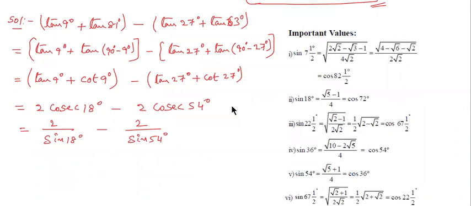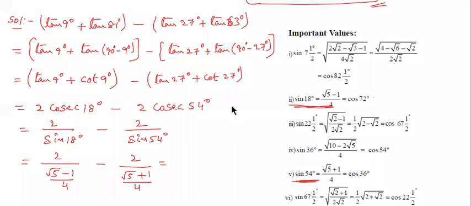Here, right hand side, see, sine 18 degrees formula. How much? Root 5 minus 1 by 4. 2 divided by root 5 minus 1 by 4, minus 2 divided by sine 54 degrees value. How much, students? That is root 5 plus 1 by 4. Now denominator 4 is going to numerator. 4 2s are 8. 8 take common. Remaining 1 by root 5 minus 1 minus 1 by root 5 plus 1.